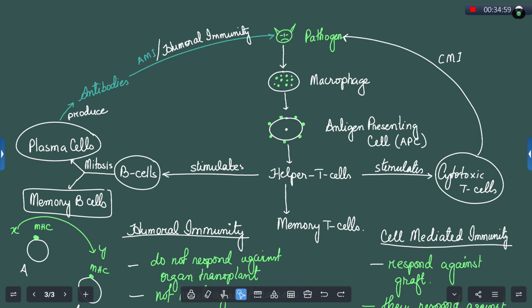The first response of the body is the primary immune response. Second time, same pathogen, the response is the secondary immune response.